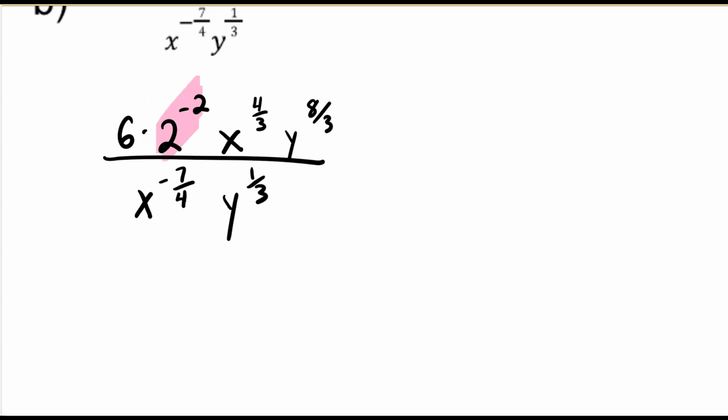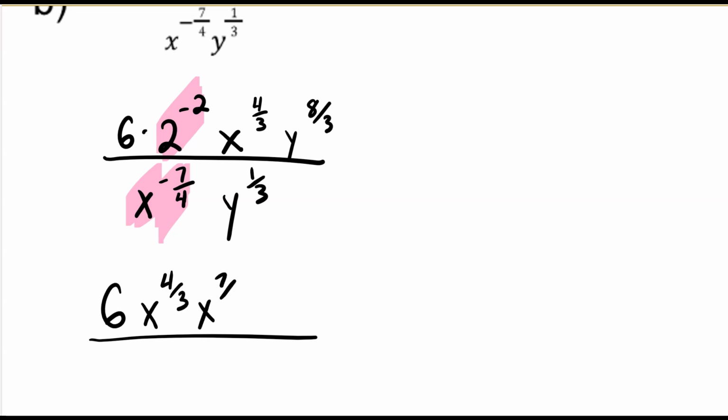Right? This term and this term should swap places so that I can make them positive exponents to make them easier to operate on. So I'm going to rewrite this as 6 times x to the 4 thirds times x to the 7 thirds times y to the 8 thirds divided by 2 to the second times y to the 1 third. And now this is pretty easy to clean up from here.